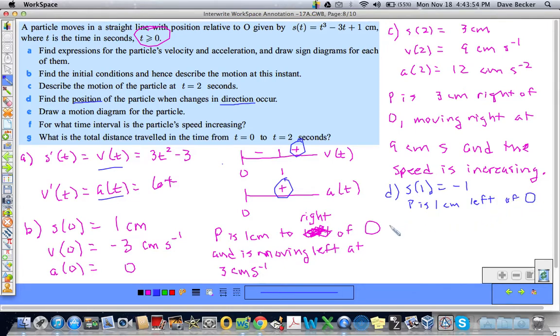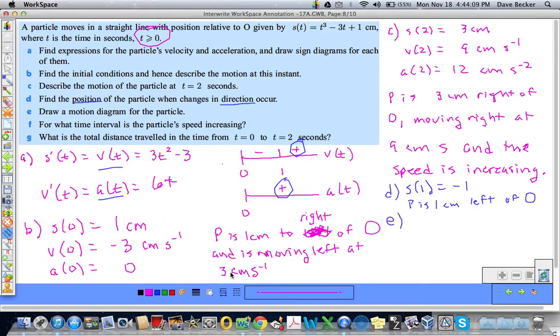Okay, so now let's do E. We're running out of space, but I need a lot of this stuff. I'll get rid of some of it if I need to. Okay, E. Draw a motion diagram for the particle.